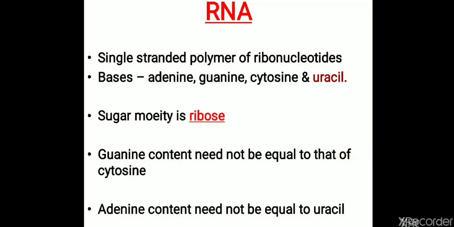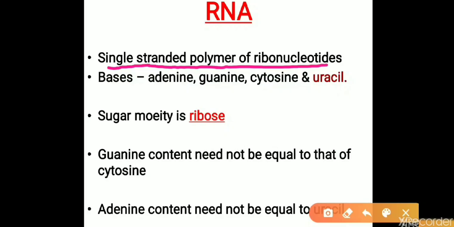In this video, I will be explaining the structure of RNA. So regarding the RNA molecule, it is a polymer of ribonucleotides. And RNA contains only a single strand of these ribonucleotides. That's why it is a single-stranded polymer of ribonucleotides.